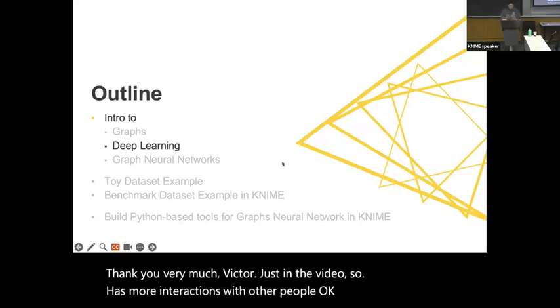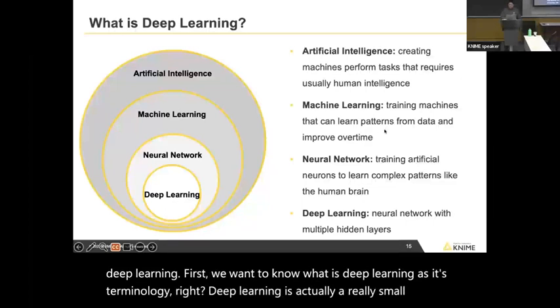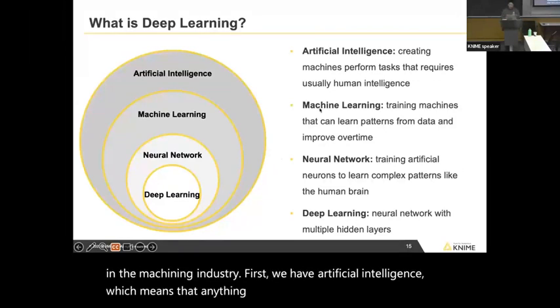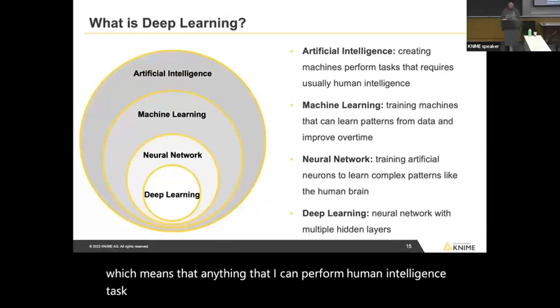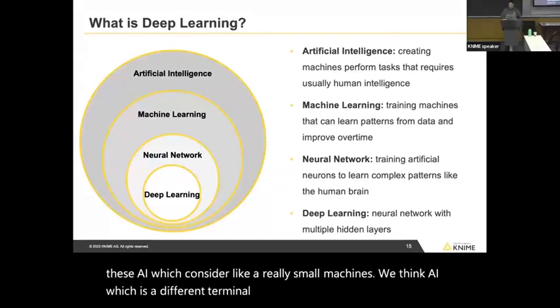Okay, now let's dive into deep learning. First, we want to know what is deep learning as its terminology, right? Deep learning is actually a really small subset in the machine learning industry. First, we have artificial intelligence, which means that anything that can perform human intelligent tasks. Sometimes right now we have a different way to interpret this AI, which consider like a really smart machines. We think of AI, which is a different terminology we define it here.